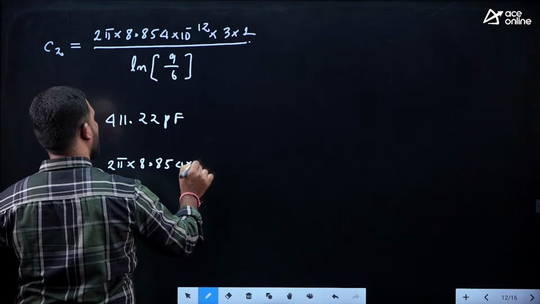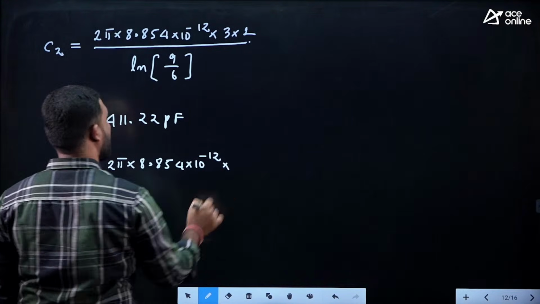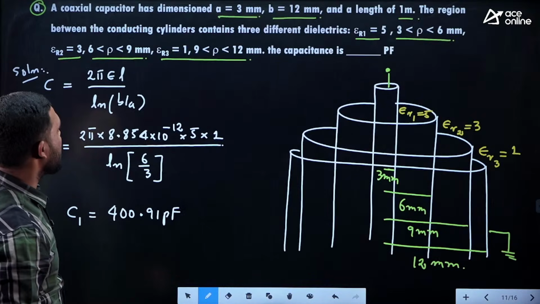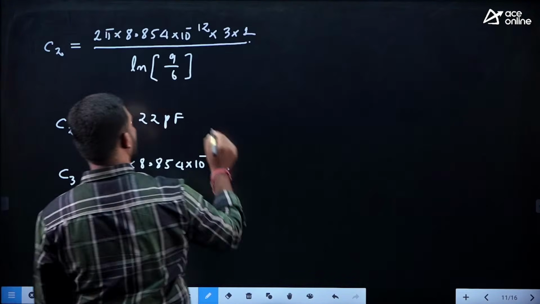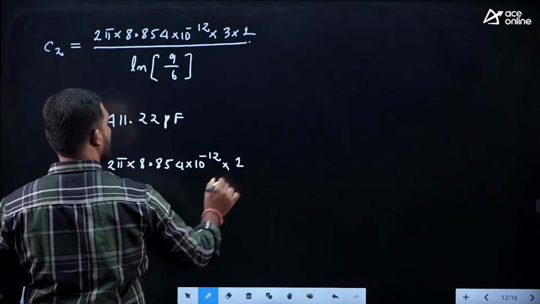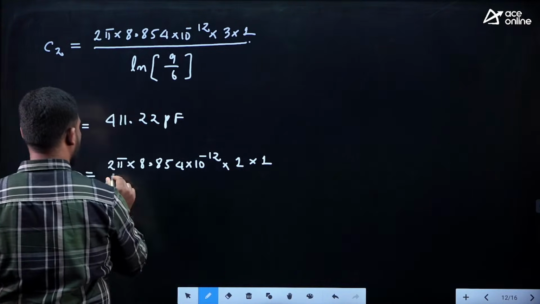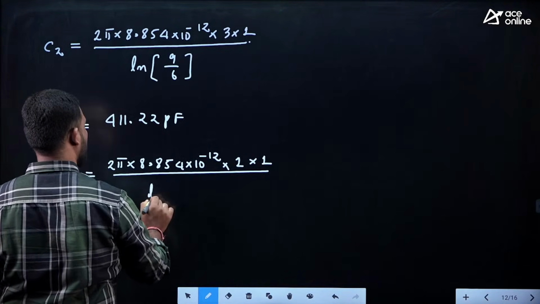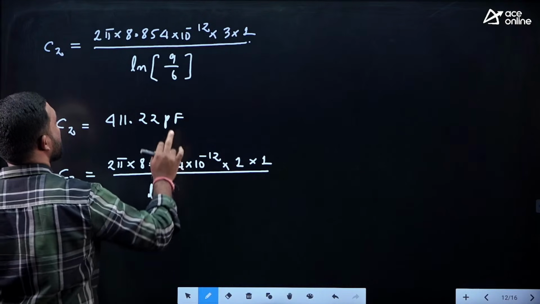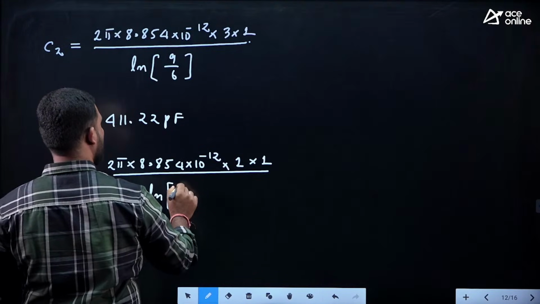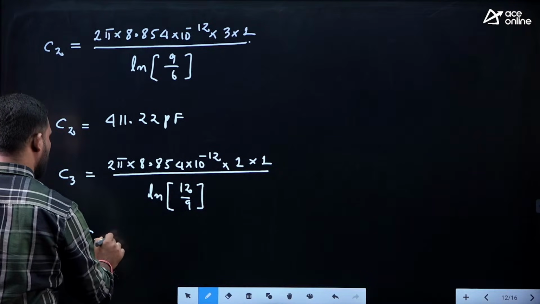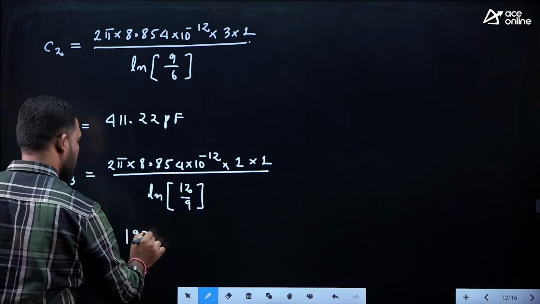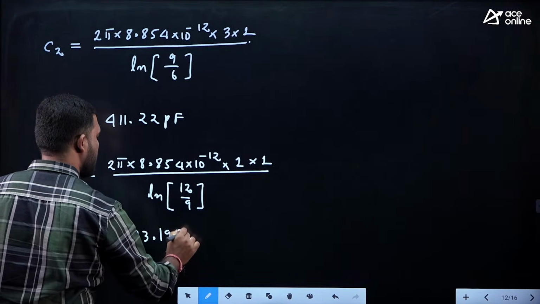Similarly, C3, which is equal to 2 pi into 8.854 into 10 to the power of minus 12 into, what is the epsilon r? Epsilon r3 is 1. It is 1 into 1 meter length divided by natural log of 12 by 9. So the C3 is equal to, my calculator is showing 193.19 picofarads.